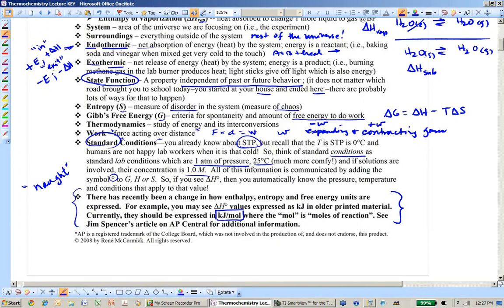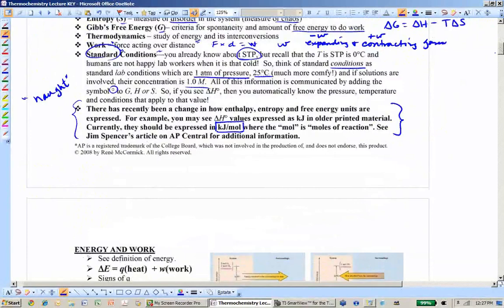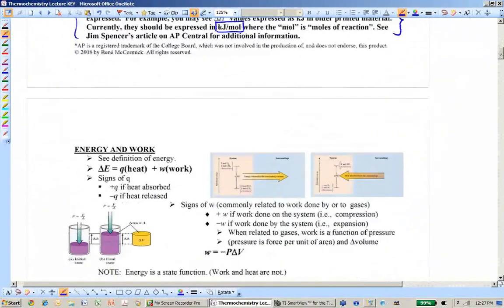And you won't have any problem with this because this is new to you anyway. It's me that's going to have trouble with this. So you're just going to have to call me out when I mess up and don't put kilojoules per mole for a delta H or a delta G value.